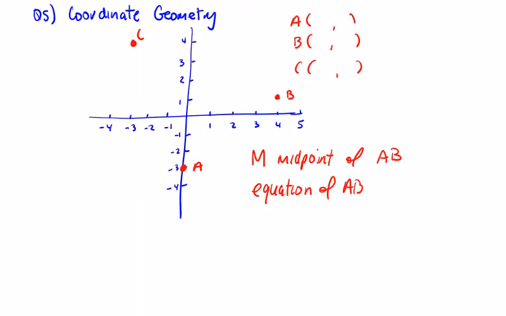Question 5, you're given these 3 points. You're to write them down. So just 3 marks for this, 1 for each correct. A is 0, minus 3. The mistake that people might make is to write minus 3, 0. B is 4, 1. And C is, on the diagram, minus 3, 4.